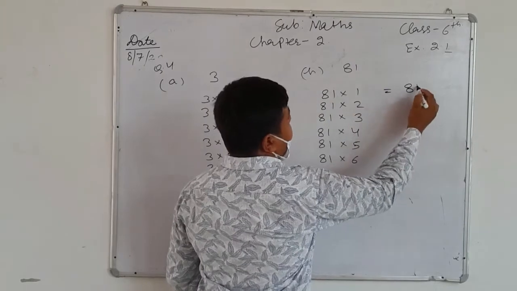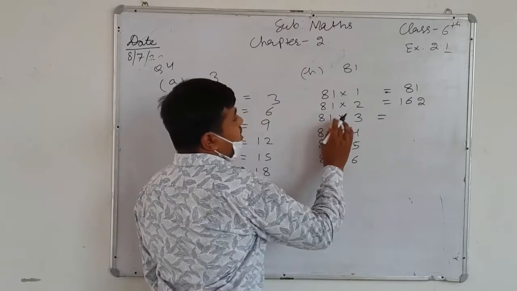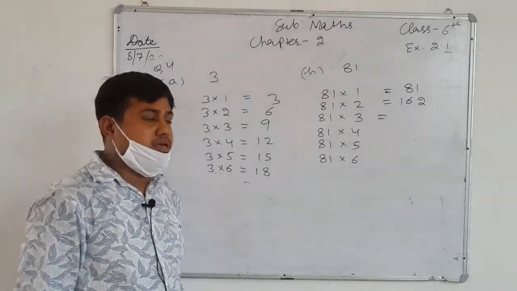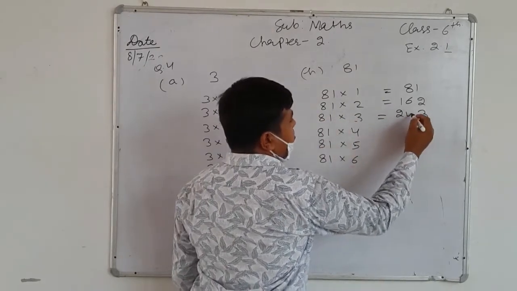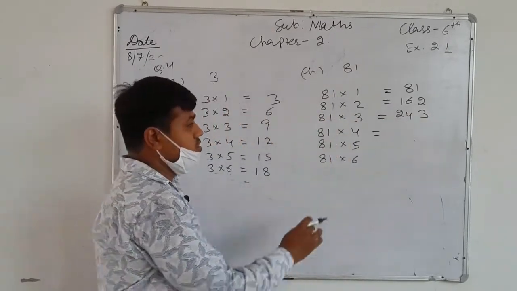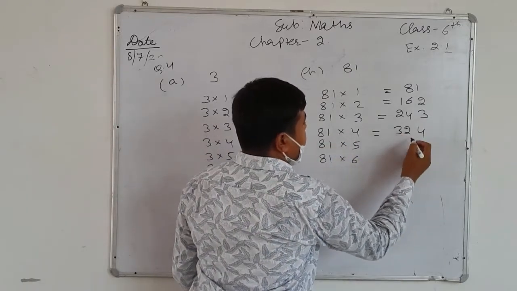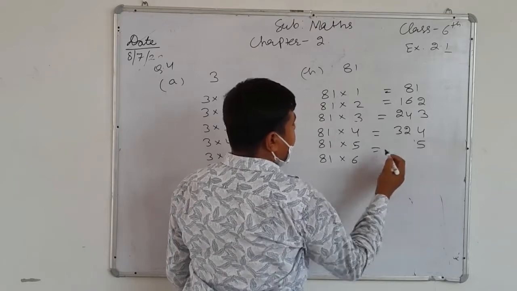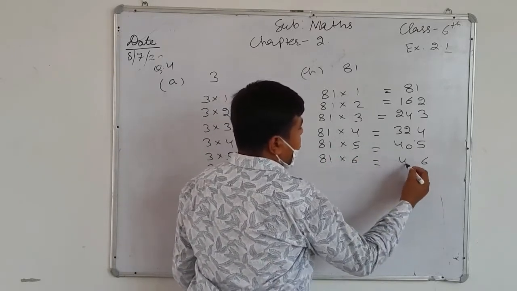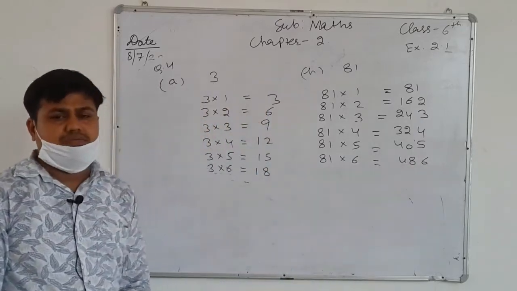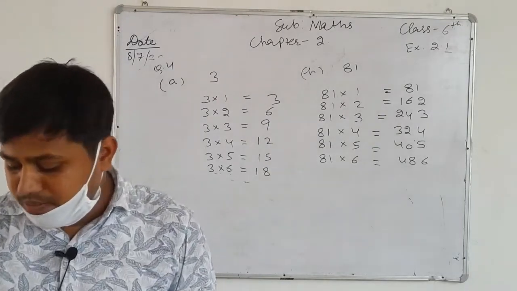81 multiply 1, we get 81. 81 multiply 2, we get 162. 81 multiply 3, how will we multiply? 3 1 ja 3, 3 8 ja 24. How do we multiply by 4? 4 1 ja 4, no carry. 4 8 ja 32. 5 1 ja 5, 5 8 ja 40. 6 1 ja 6, 6 8 ja 48. So these are the first 6 multiples of 81. I hope you understand.